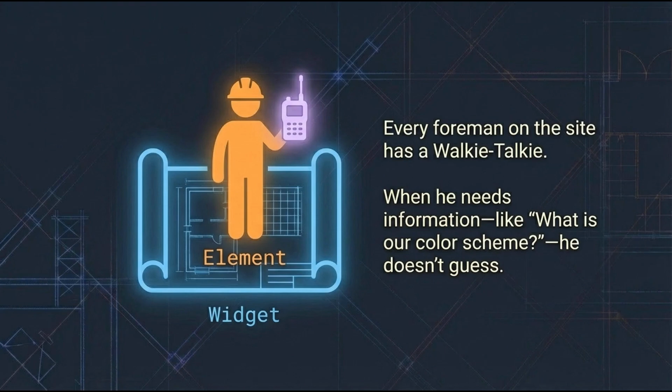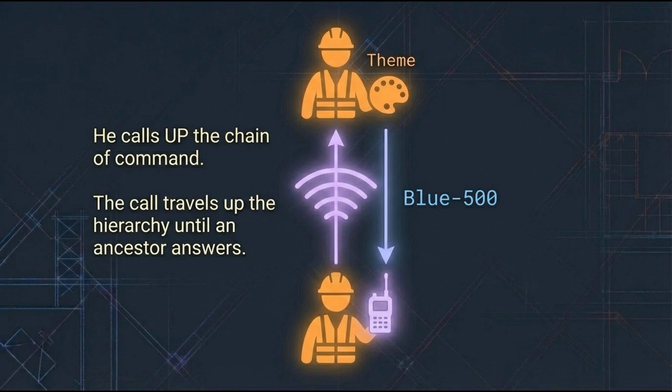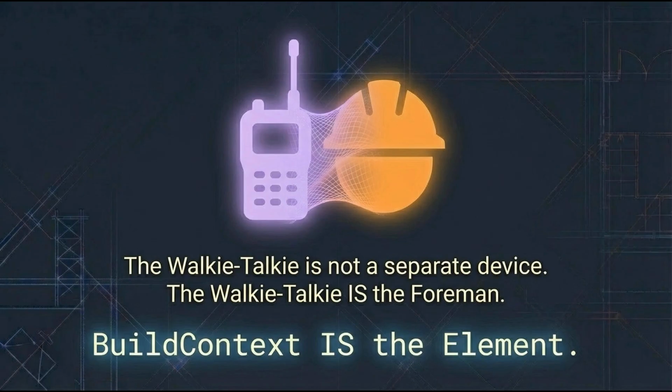To understand why, let's go back to our construction site. Every foreman on the site has a walkie-talkie. When he needs information, he doesn't guess. He calls UP the chain of command. The call travels up the hierarchy until an ancestor answers, for example, looking up the nearest color scheme. That walkie-talkie? That's context. And here's the key insight.